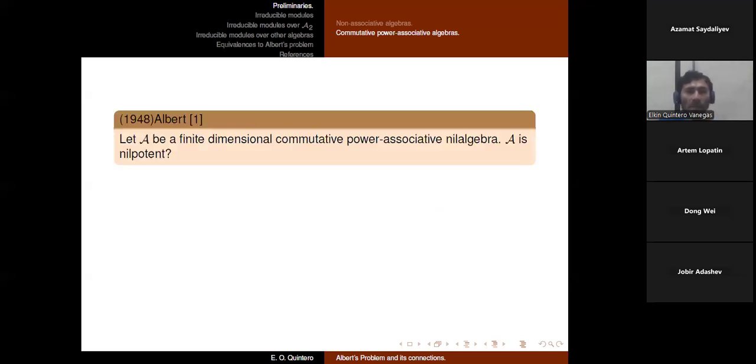In the seminal work about power-associative rings, Albert asked about the nilpotency of the algebra: if we consider a finite dimensional commutative power-associative nilalgebra, is A nilpotent?